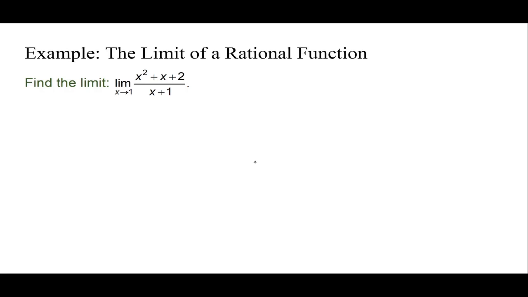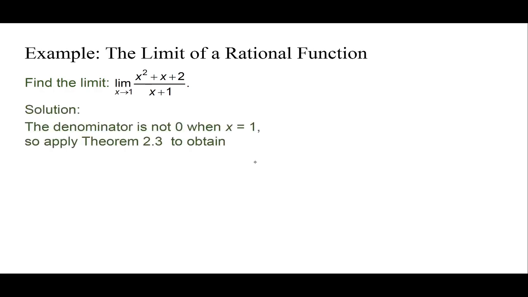So let's say this is the example we have been given, and we would like to find the limit. First of all, we need to check what happens to this denominator when x approaches 1. If this denominator becomes 0, then you cannot directly find the limit. But here in this case, when x is equal to 1, this denominator part is not 0. So finding the limit is very easy here.